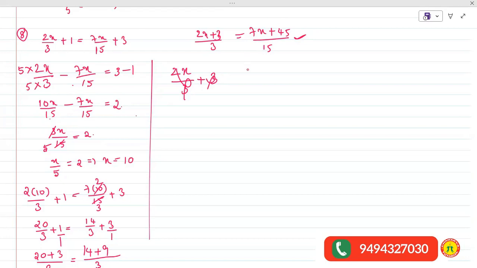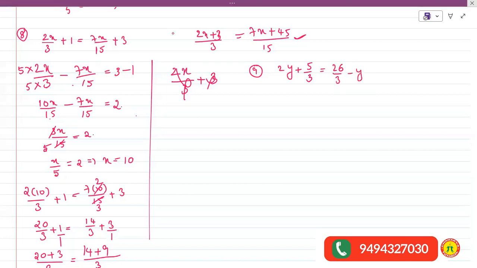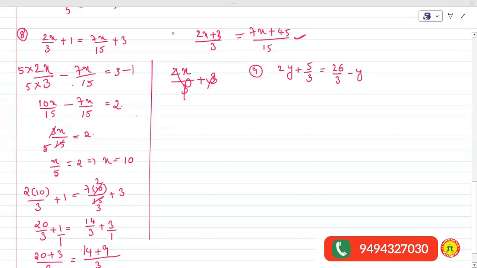Okay, sir. And next, 2y plus 5 by 3 equals 26 by 3 minus 5. This is for Likita, good evening. Tell me how we are getting this answer. Please, you can ask me freely if you have any doubt. Okay, sir. It would be 2y plus y equals 26 by 3 minus 5 by 3.